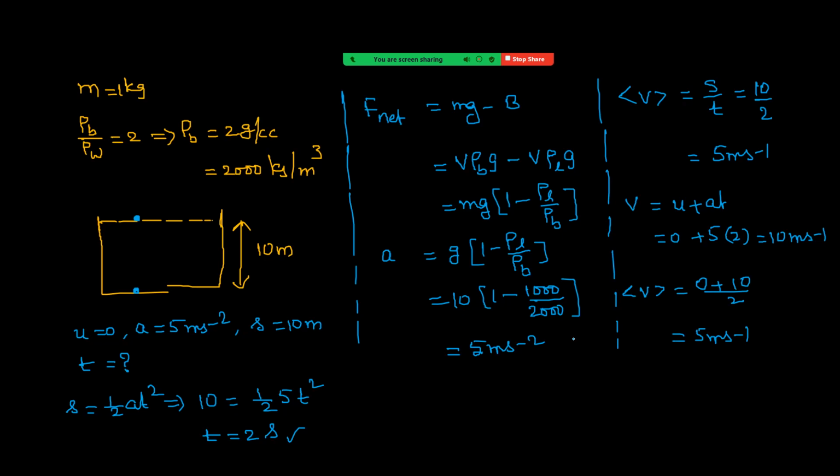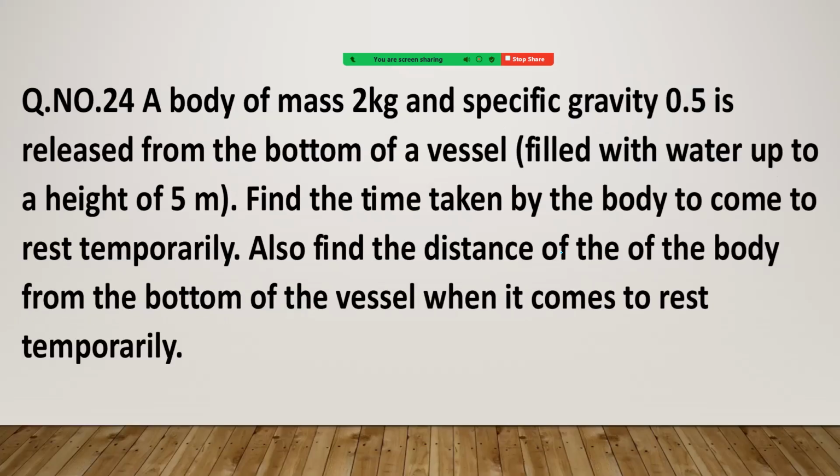Okay. Let us see one more question. So here you have to keep in mind acceleration. With what acceleration is the body moving down? That is g into 1 minus rho L by rho B. Okay. Right. See next one.